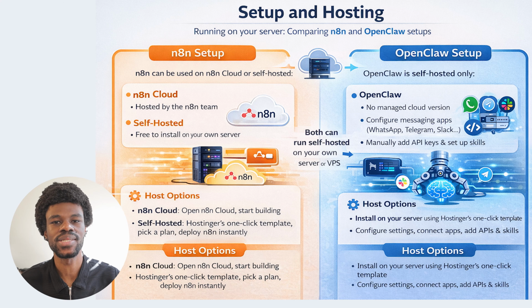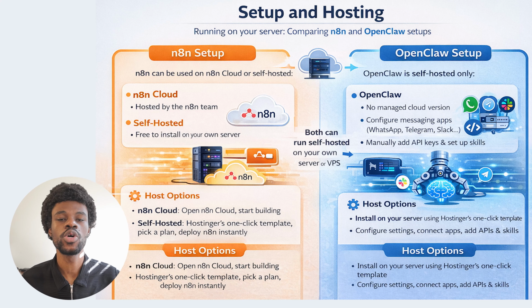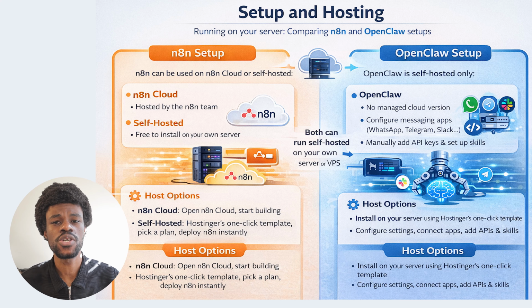You just pick a plan, click deploy, n8n is running, and there's no commands or technical setup that you need to do. Now, when we look at the OpenClaw setup, OpenClaw is self-hosted only. There's no managed cloud version, so you run it on your own machine or a VPS. Again, Hostinger also has a one-click OpenClaw template, and this makes the server really easy to set up, but you still need to configure the agent itself. You need to connect the messaging apps, add the API keys, set up all the skills. Bottom line, n8n is easier to get started with, especially with the cloud option, and OpenClaw has more of an initial setup that gives you a different kind of tool entirely.